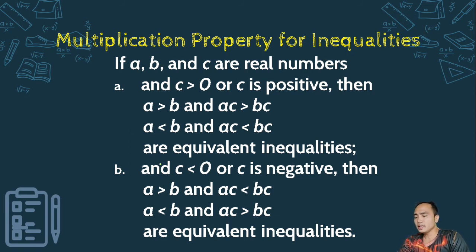Next, if c is less than 0, or c is negative, then a greater than b and ac less than bc. A less than b and ac greater than bc are equivalent inequalities.